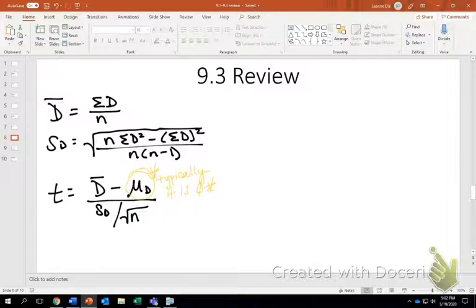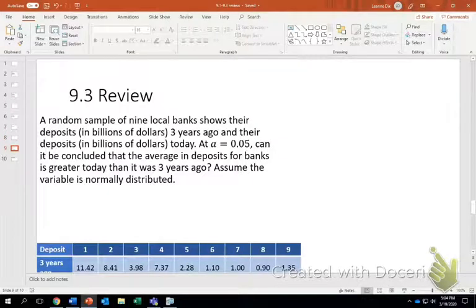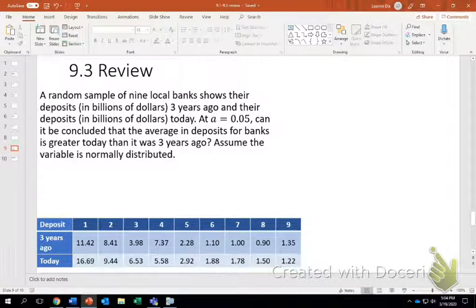Okay, so let's go ahead and jump right into a problem. Here we have, let me just make it a little bit more. There we go. All right, so here we have a random sample of 9 local banks, shows their deposits in billions of dollars 3 years ago, and then their deposits today. So it's the same sample, all right, so we're looking at the difference between the two samples. At alpha equals 0.05, can it be concluded that the average in deposits for banks is greater than it was 3 years ago, and assume that the variables are normally distributed?